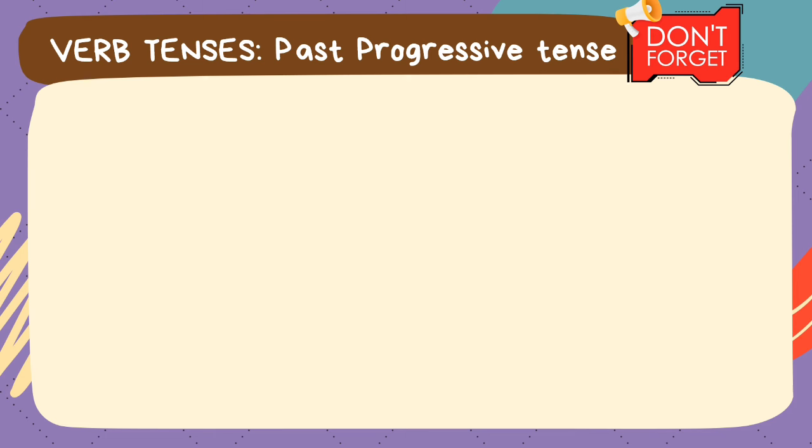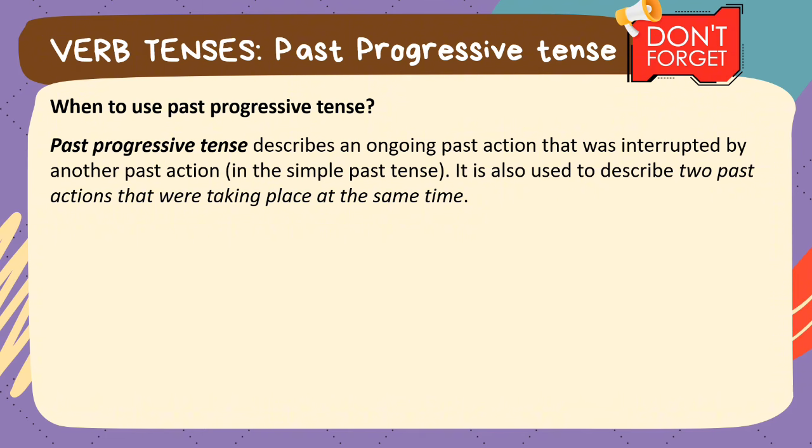Let's now proceed with past progressive tense. When to use past progressive tense? Past progressive tense describes an ongoing past action that was interrupted by another past action in the simple past tense. It is also used to describe two past actions that were taking place at the same time.